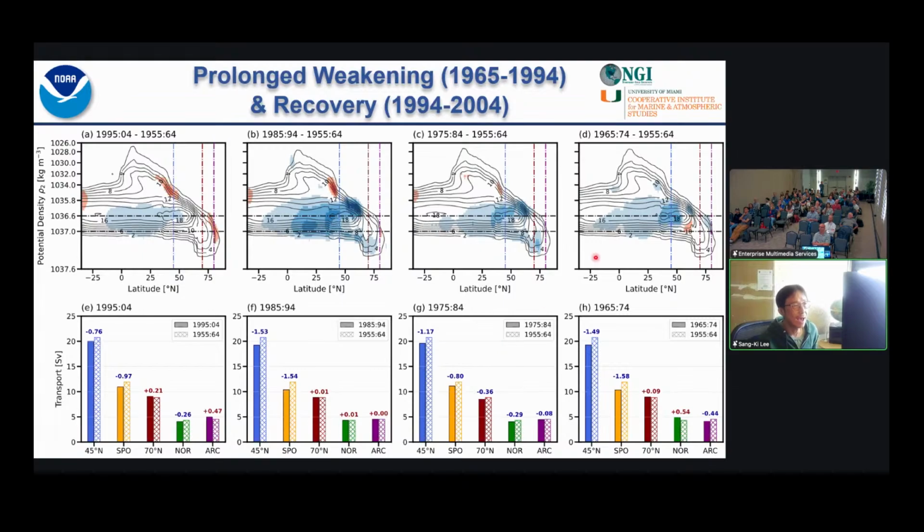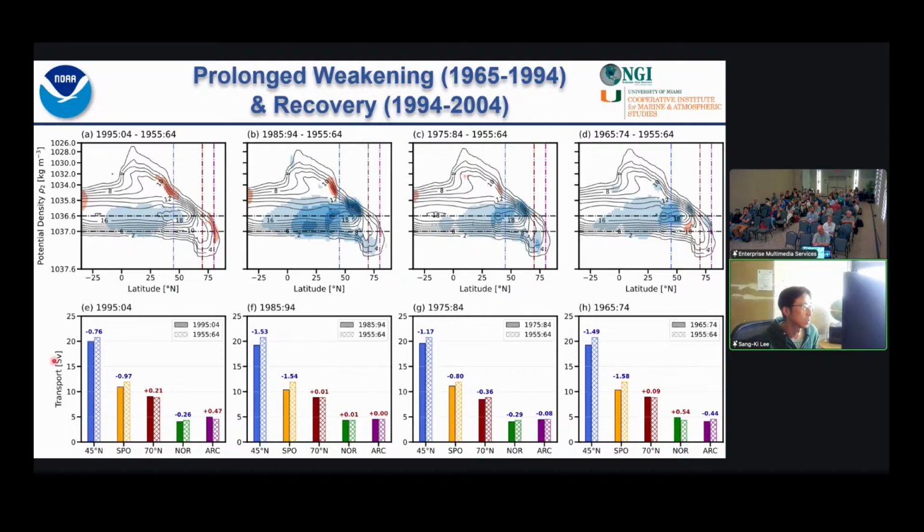So here, time goes from right to left. So here, this is for the 1965 to 74, this 10-year average. And then this is for the 1975 to 84, 85 to 94, and 95 to 2004. So time goes this way. And the control line shows the total, and then color shade is the difference between each corresponding period and the baseline period. So the blue means it's weakening and red means increasing. And the bottom panel shows the regional components of the AMOC and the changes.